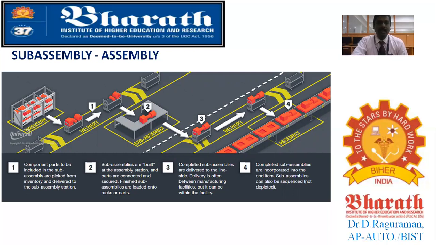If you're seeing components, the component parts to be included are sub-assemblies, which are picked from the inventory and delivered to the sub-assembly station. From the raw material, you will first create sub-assembly parts. Once the sub-assembly parts are built, they will be moved to create an entire assembly. That's how you finally get completed sub-assemblies, and in sequence, you will get a final assembly product.